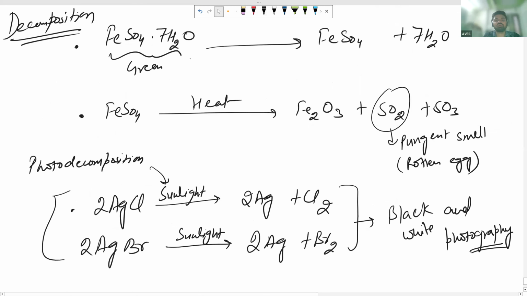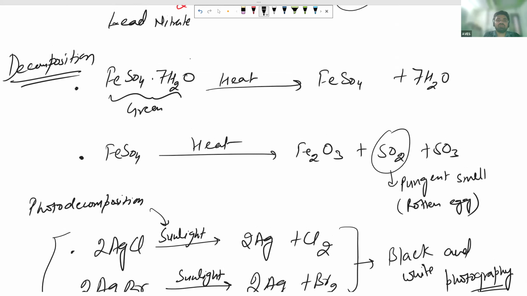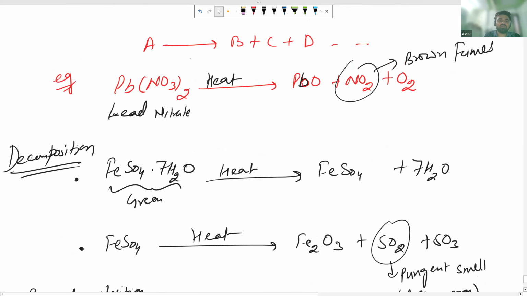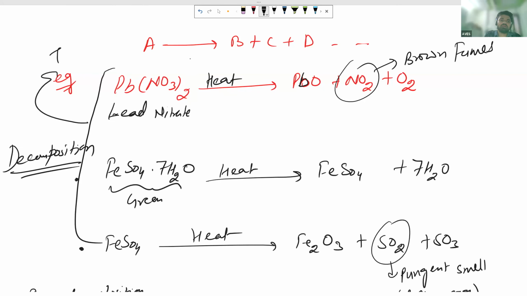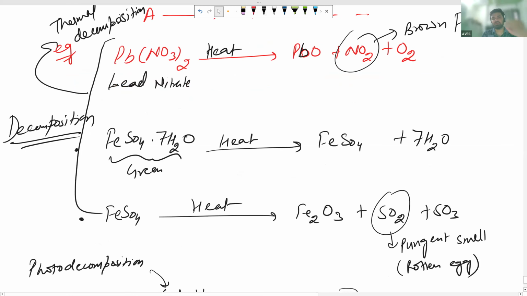Since the earlier reactions use heat, they are known as thermal decomposition. So thermal decomposition uses heat. What does photo decomposition use? Photo decomposition uses sunlight, and electrical decomposition uses electricity to break down the substance. Okay, yes, sir.